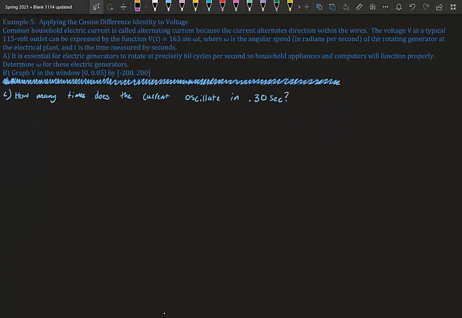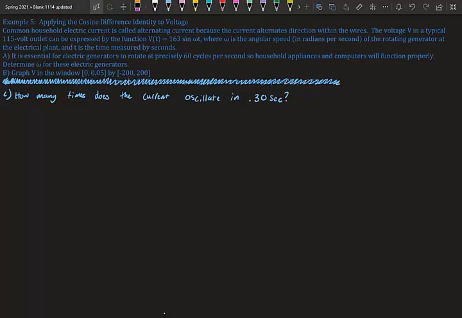Example 5. Applying the cosine difference identity to voltage. Common household electrical current is called alternating current, AC current, because the current alternates direction within the wires. The voltage V in a typical 115-volt outlet can be expressed by the function V of t equals 163 sine omega t, where omega is the angular speed in radians per second of the rotating generator at the electrical plant, and t is the time measured in seconds.